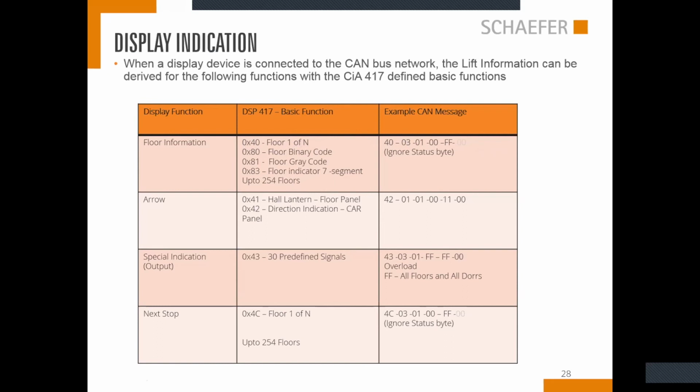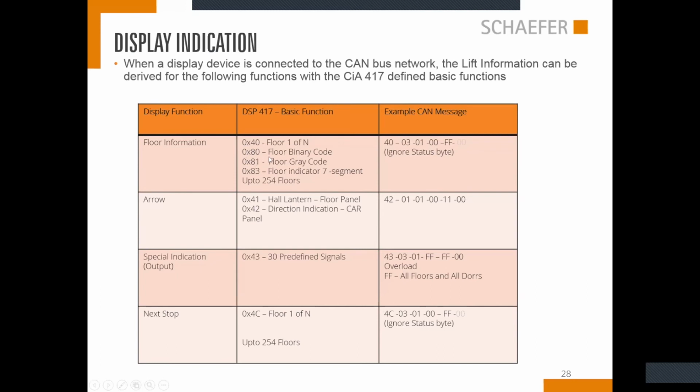But we cannot always use this case because there are a lot of dot matrix displays which don't support CAN, so we need to connect them to our CAN nodes. For these situations with the lift controller manufacturers, we have determined some coding mechanism. In the sense, our CAN nodes send out a coding scheme that our dot matrix displays can recognize. So for binary coding, we use the basic function 0x80, and for gray coding, it's 0x81.